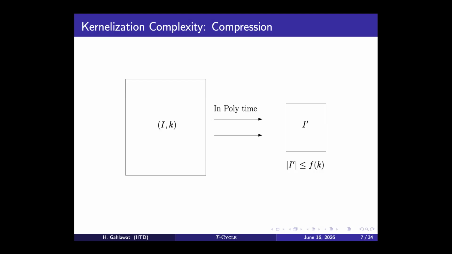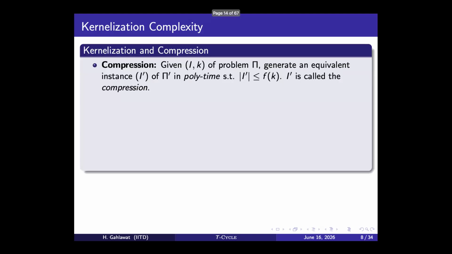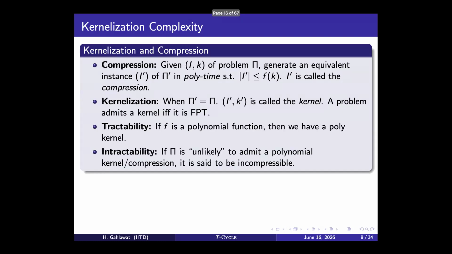And then we say that we could compress our problem to a new problem, I prime, which notice that need not be a parameterized problem. It can be any problem. You can come up with any problem, and this is your compression. And if by any chance you can reduce to the same problem, you call it kernelization. So you compress to any problem, but if you can make this compression to the same problem, you call it kernelization. And whatever the instance you get is a kernel.